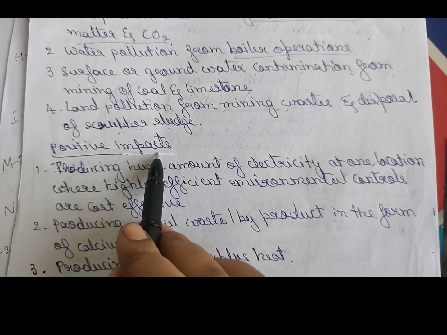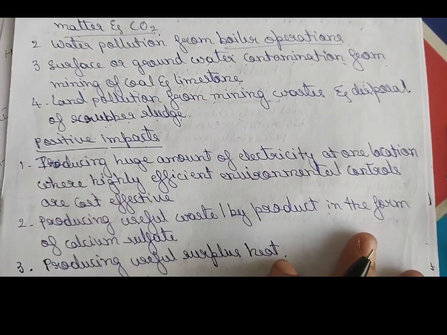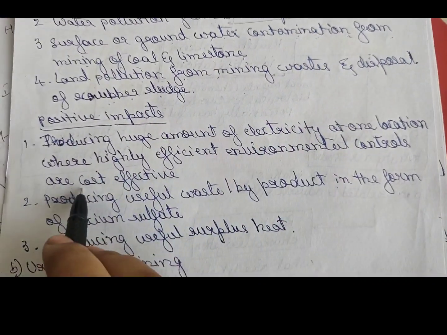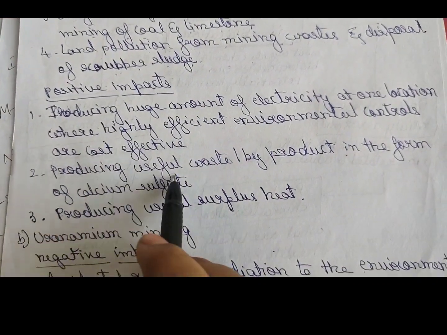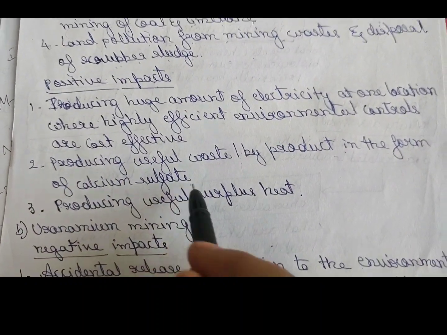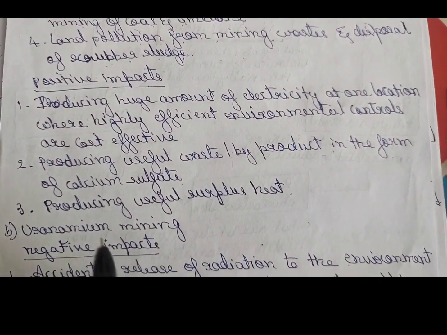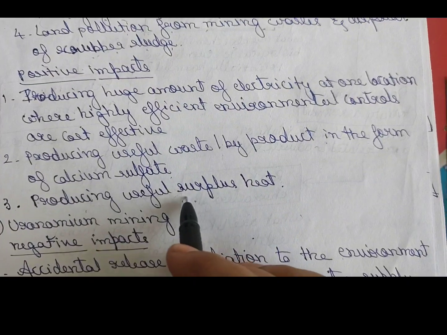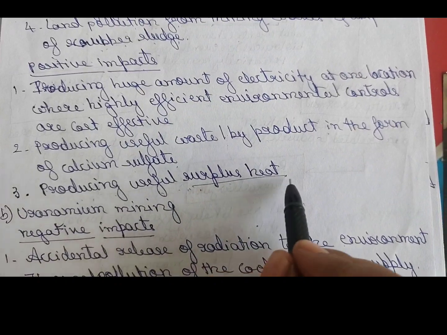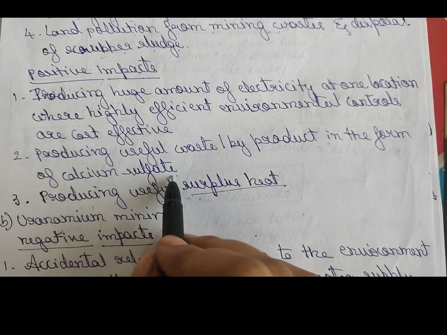Next, positive impact. When you use coal, it produces a large amount of electricity at one location, where highly efficient environmental controls are cost effective. It also produces useful surplus heat, and useful waste or byproduct in the form of calcium sulfate. What we get as output from the waste can be used.